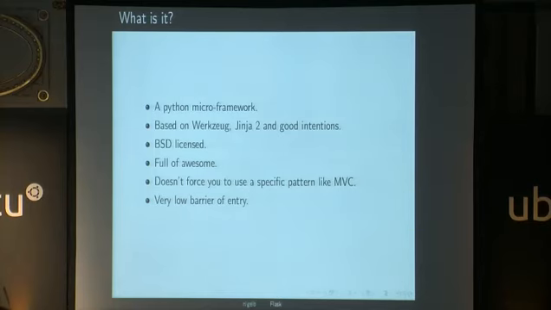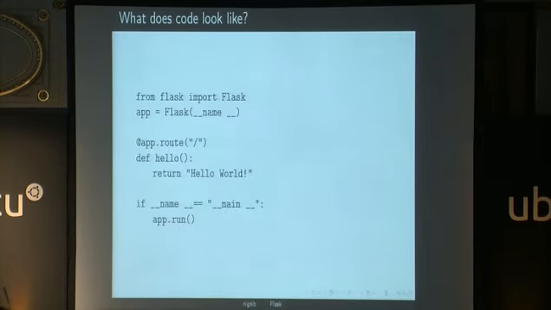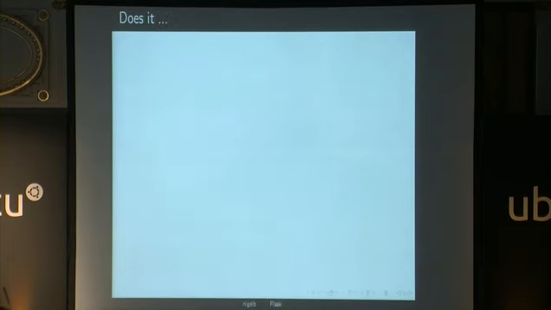And the other thing which I really like about it is that it doesn't force you to use MVC or any sort of architecture. You just build what you want. And it has a very low barrier of entry for someone who wants to do web development. So this is what Hello World in Flask looks like. The simplest application. And it does do templates, which I've not shown in the example back there.